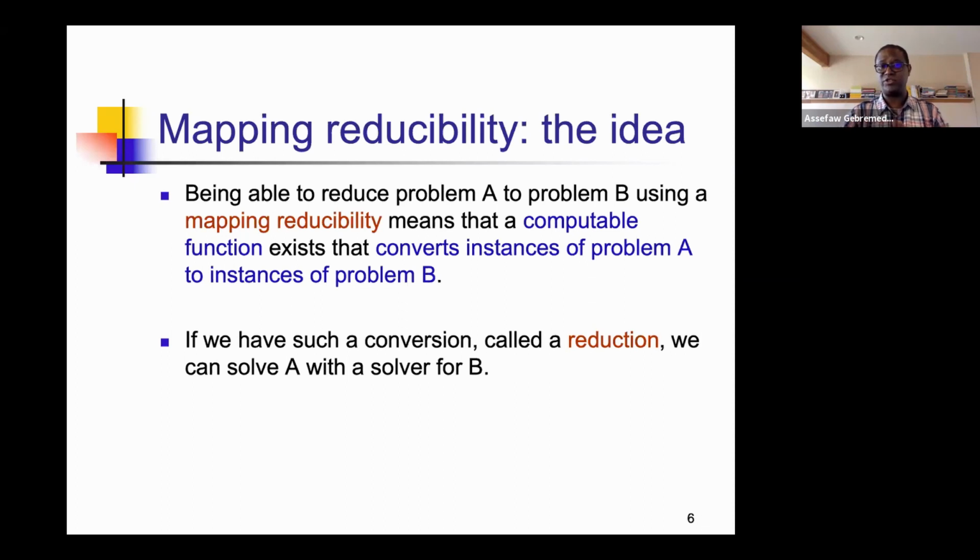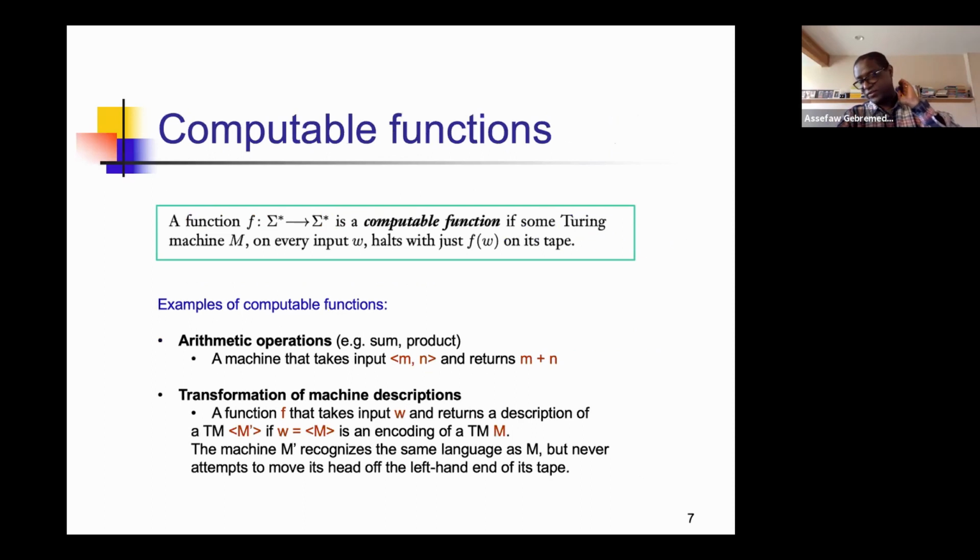And if this conversion is done using a computable function, then we will call that reducibility a mapping reducibility. Okay, so let's formally define this. By formally define this, I mean beginning to define what computable functions are. We're going to do this in two steps. The mapping reducibility will be defined in the next slide, and one of the components we needed for it was the existence of computable functions. So let's first define what computable functions are.